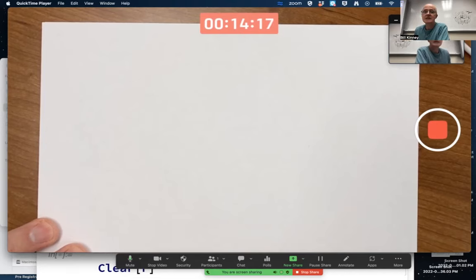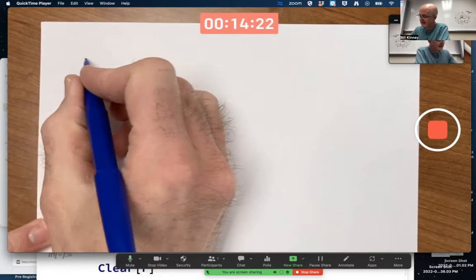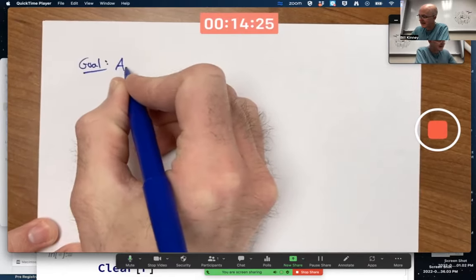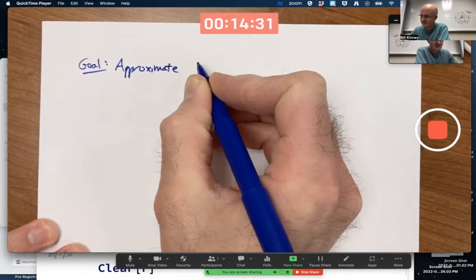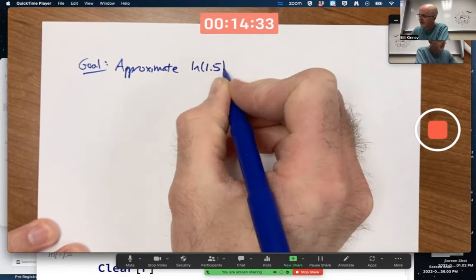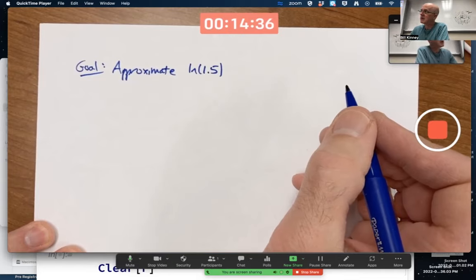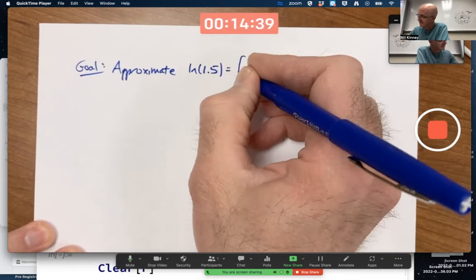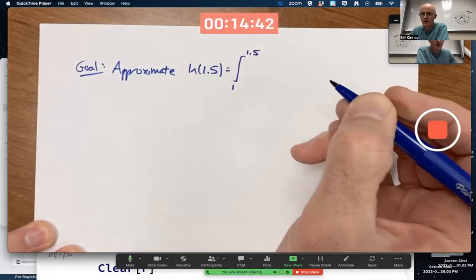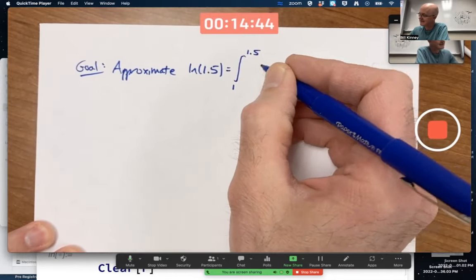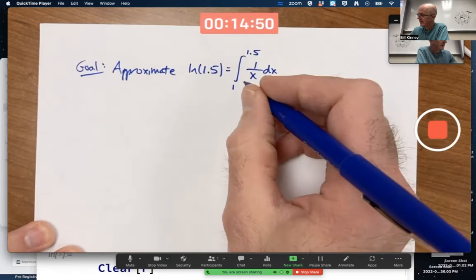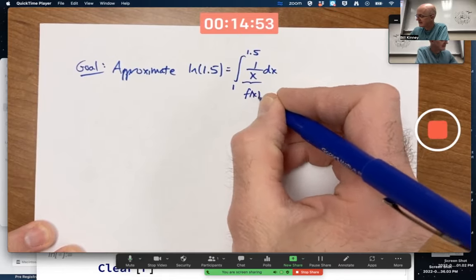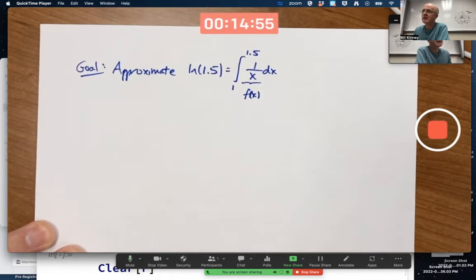Our goal now is to approximate the natural log function. In particular, let's approximate ln of 1.5. By the definition of the logarithm as the integral from 1 to 1.5 of, well, we wrote 1 over t dt before, but now I'm going to go to x. The variable name is irrelevant. I'm going to go ahead and use x here. This is going to be the function f of x that I'm trying to numerically integrate.